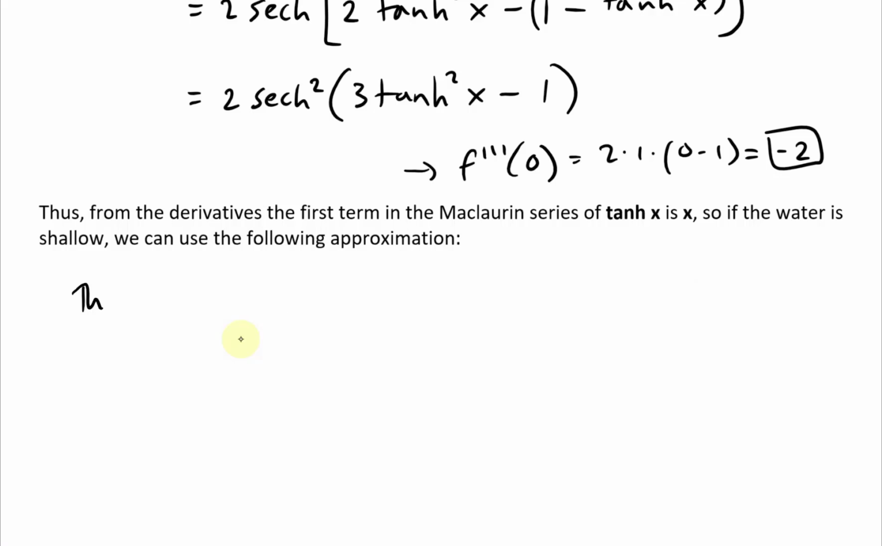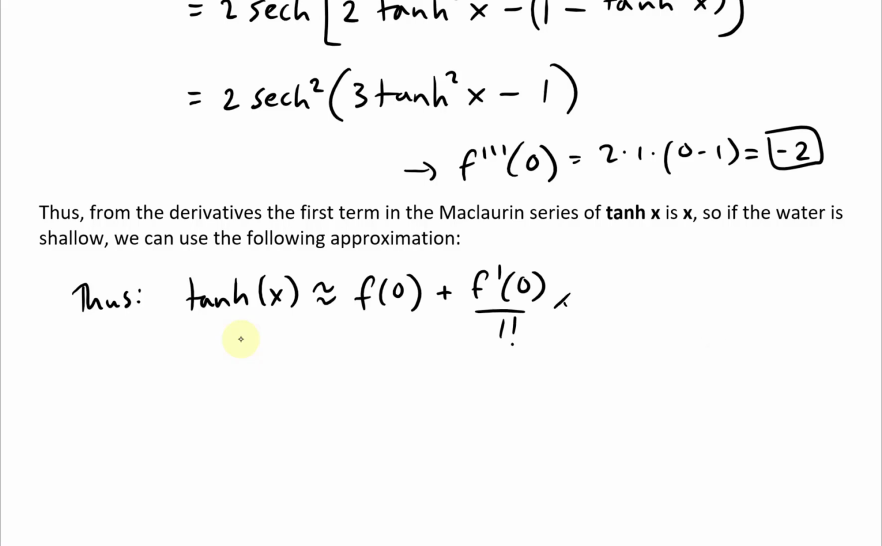So first of all, we have hyperbolic tanh of x is approximately equal to, because we're using a Taylor approximation, f of 0. The 0th derivative is just f of 0. And then plus, remember that Taylor's expansion is f prime of 0 divided by 1 factorial times x to the 1, plus the next one is f double prime of 0 divided by 2 factorial x squared.